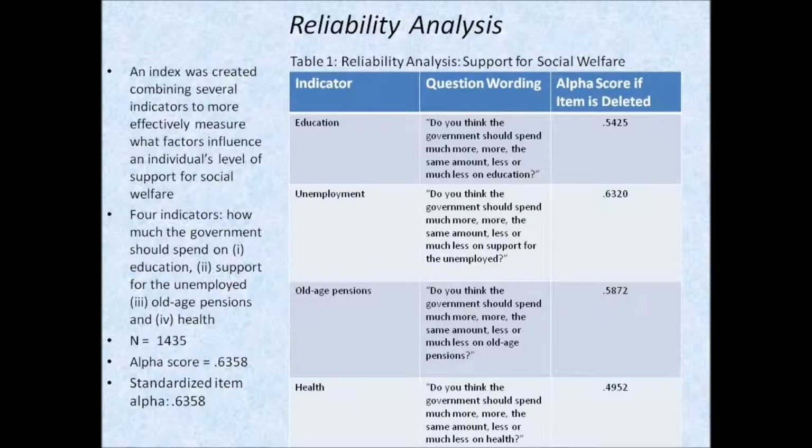For the purposes of my research, and in order to more effectively measure what factors influence an individual's level of support, an index was created which included 4 indicators. These indicators, which are how much the government spends on education, support for the unemployed, old age pensions, and health, rendered an alpha score of 0.6358, which is above the standard threshold of 0.6, indicating that the indicators are related enough and thus suitable to form an index. Moreover, if we look at Table 1, we can see that if any of the 4 indicators are omitted, our alpha score is actually lowered.